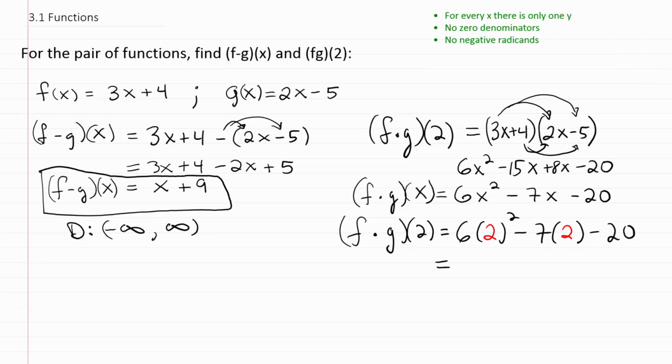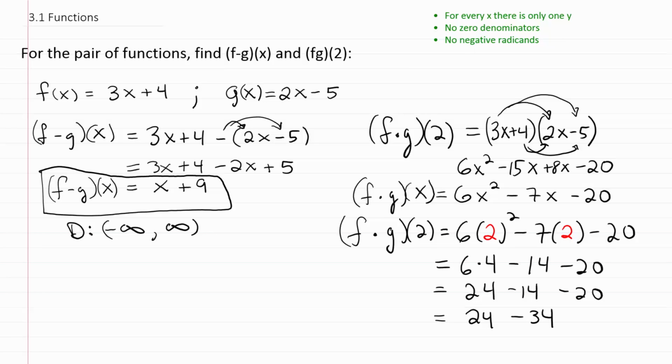So performing the arithmetic, we'd end up getting 6 times 4 minus 7 times 2, which of course is 14, minus 20. And 6 times 4 is 24, minus 14, minus 20. So basically that will end up giving you 24 minus 34. And then finally the difference is negative 10. Okay, so that's your answer. We can actually get that answer another way, and perhaps much easier.